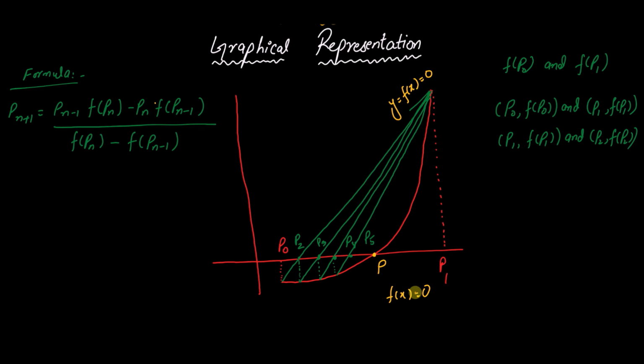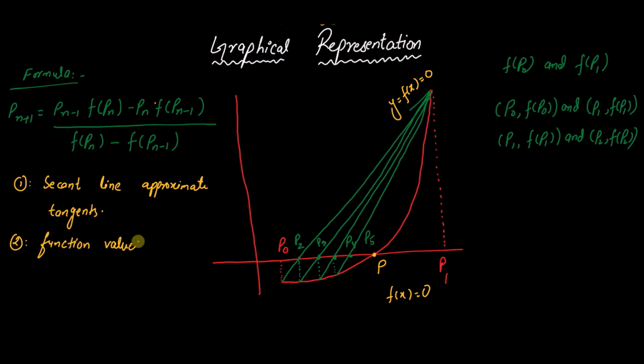So the points that we take away from this graph are, number one, secant lines approximate tangents without needing any calculus. Secondly, this method requires only function values and not its derivative. Thirdly, it converges faster than the bisection method, but usually slower than the Newton-Raphson method.